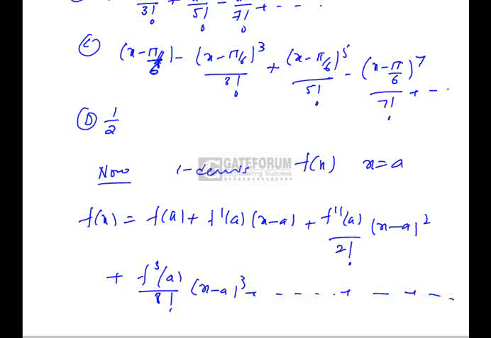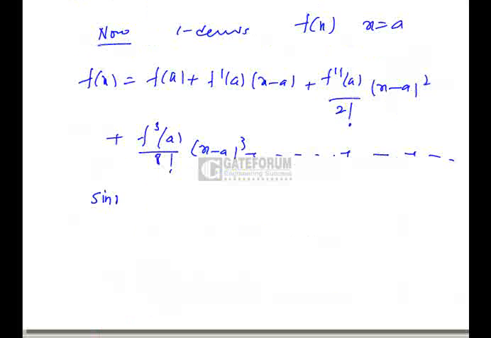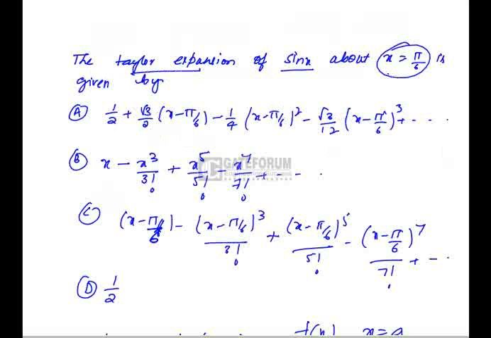Now here we have to find the Taylor expansion of sin x. So the value of f of x is sin x, and we know the value of a, which is given as pi by 6.